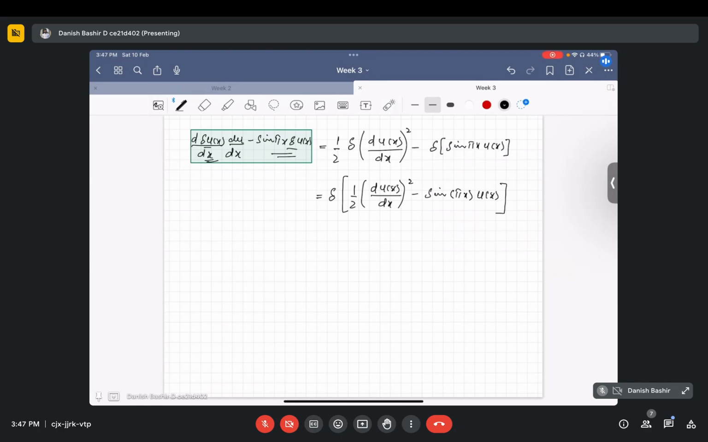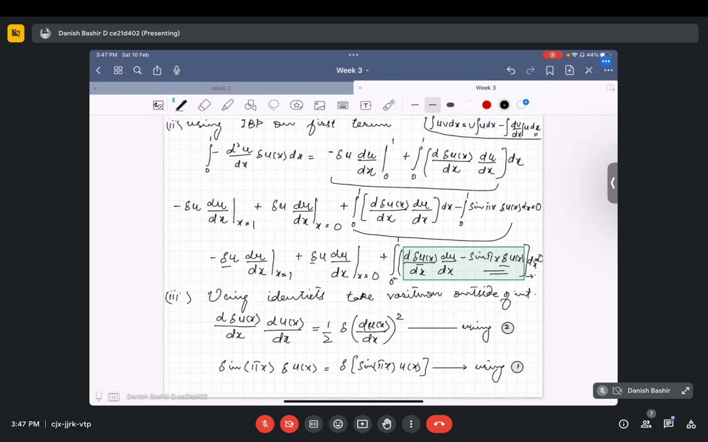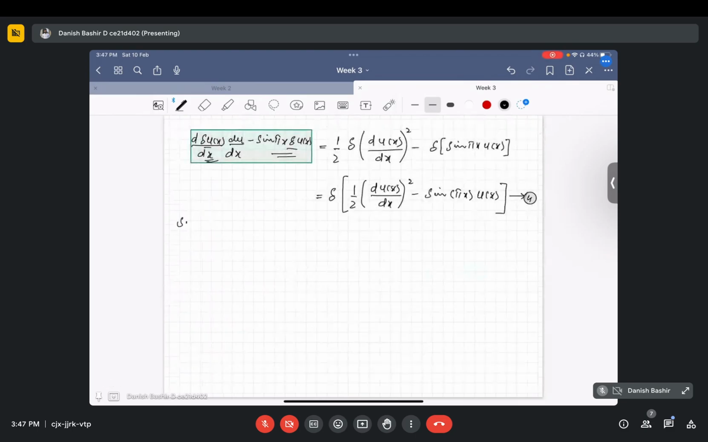So this term I can directly write by substituting this. This is 1, 2, 3. This is 4. This is 3. Substituting 4 into 3. So in place of this expression, we have to write this expression.